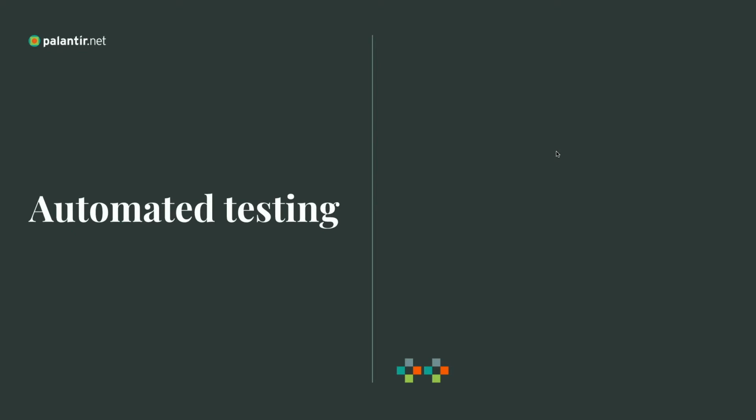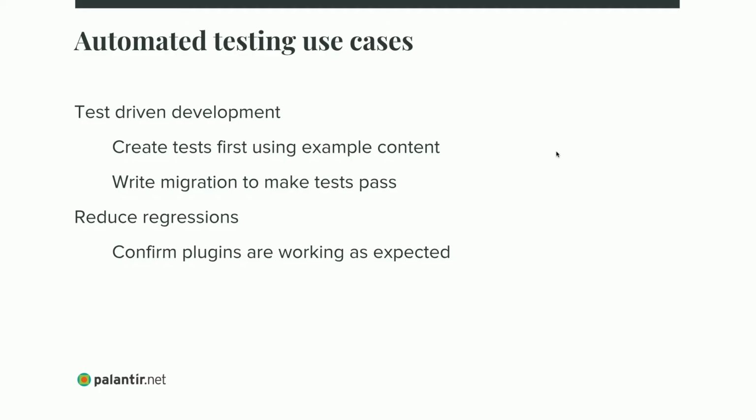All right, so automated testing. The use case for this that we've done is creating tests first with example content, and then running those tests, writing the migration, and running those tests until the tests pass. And at that point, you've shown that with your example content, that exists in the new system exactly as you expected it. This can also be used to reduce regression.